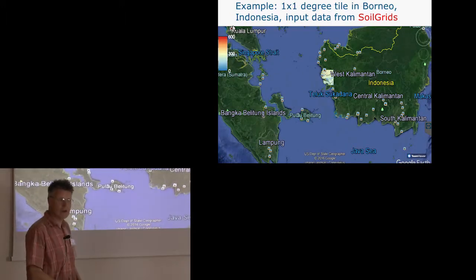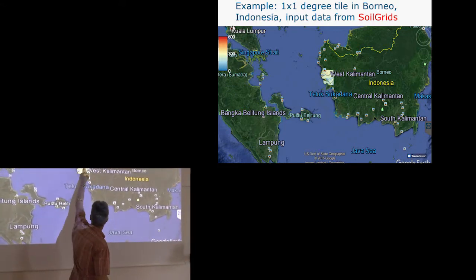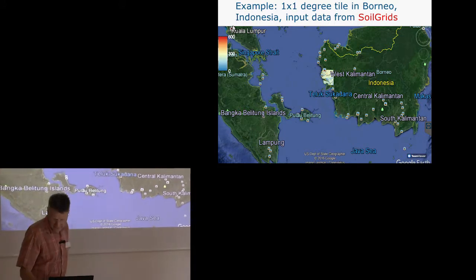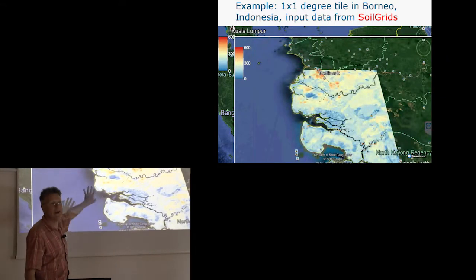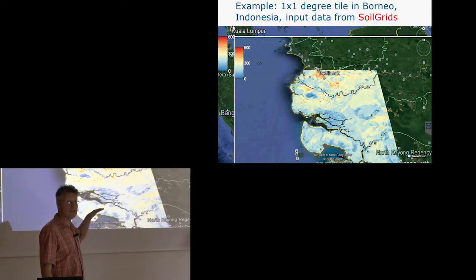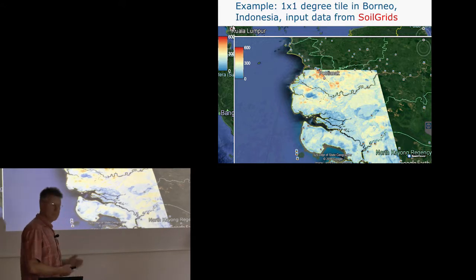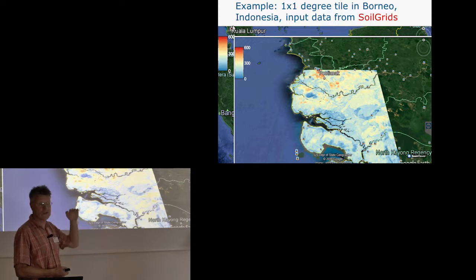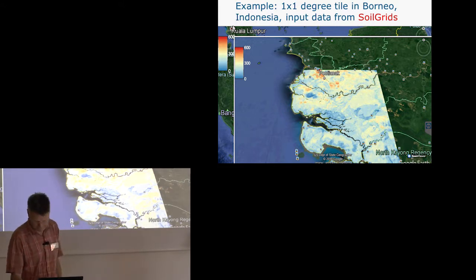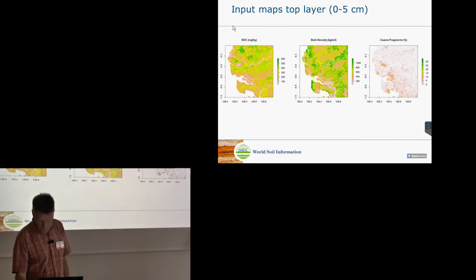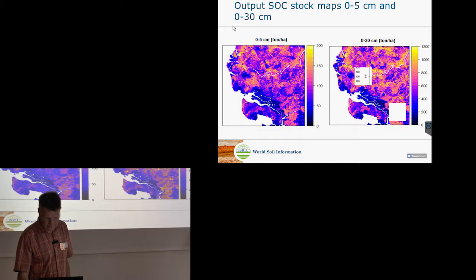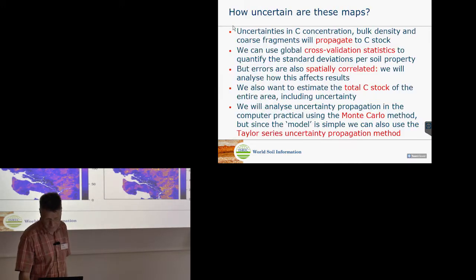The area that we will work with in the computer practical is this tile, this square area in Borneo, Indonesia. So I think this is a map of the topsoil organic carbon concentration, but we will have multiple maps, different depths, different soil properties. So in the computer practical, we will actually use 12 maps, which I just downloaded from SoilGrids. Bulk density, coarse fragments, organic carbon concentration at 0, 5, 15, and 30 centimeter depth. So we will be calculating the carbon stock over the top 30 centimeter of the soil. Here are a few of those maps, but you will look at them in the computer practical. And this is the output, but you will reproduce that also.